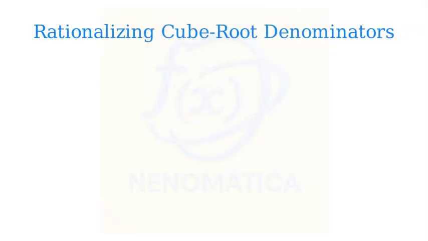In this video, we will rationalize denominators that contain cube roots. We will use the sum of cubes identity to build the right multiplier. Example: we will first rationalize 1 over the cube root of x squared plus 1. Then we will rationalize 1 over the cube root of 5 plus the cube root of 2.